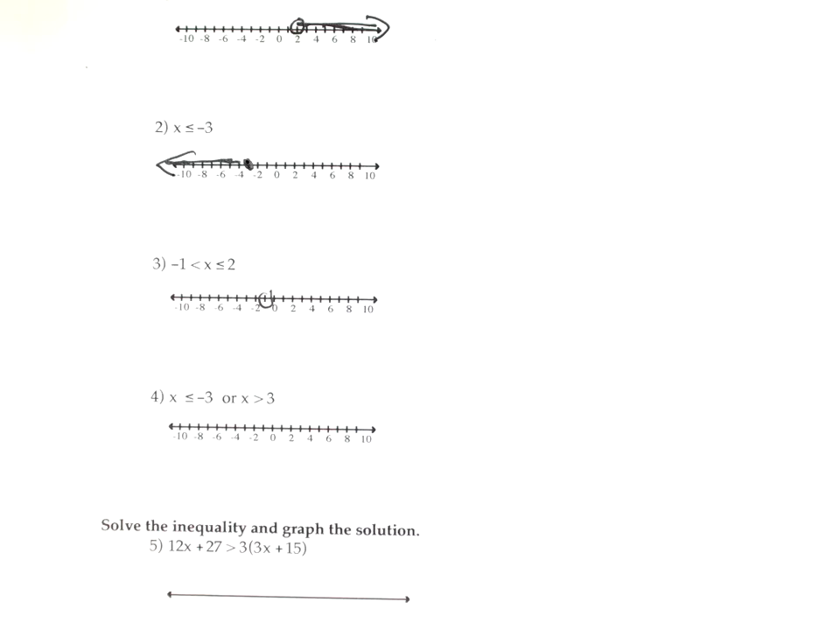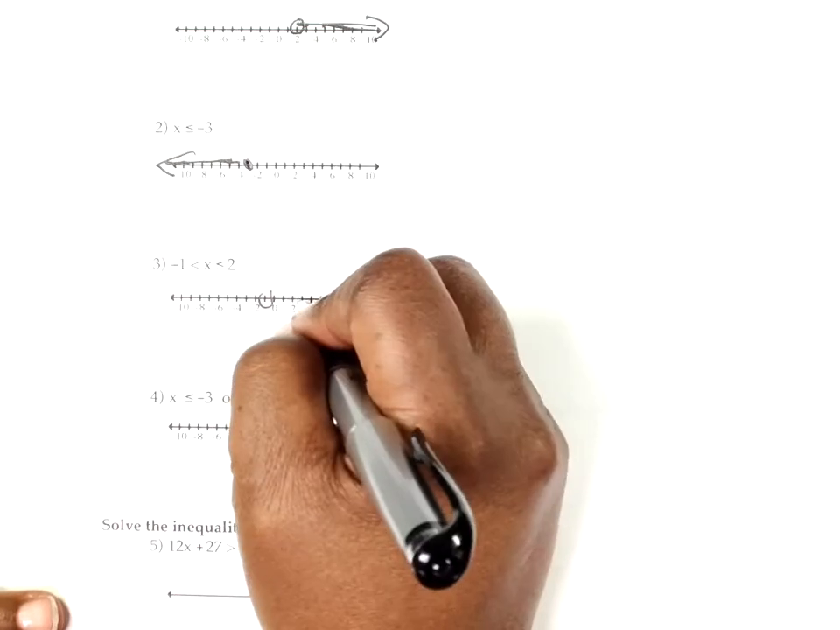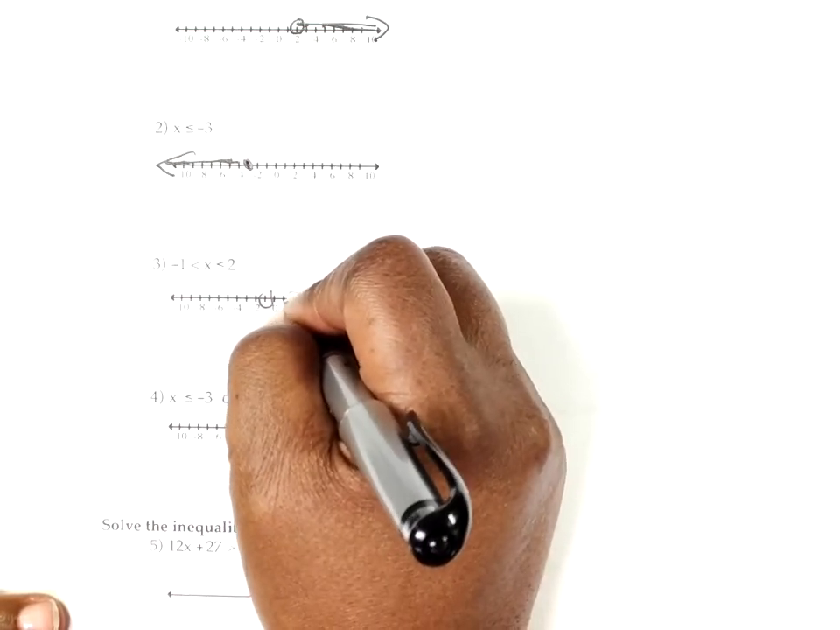So I have negative 1, and then I have a positive 2. So I have an open circle at negative 1 and a closed circle at 2, and I'm shading in between.